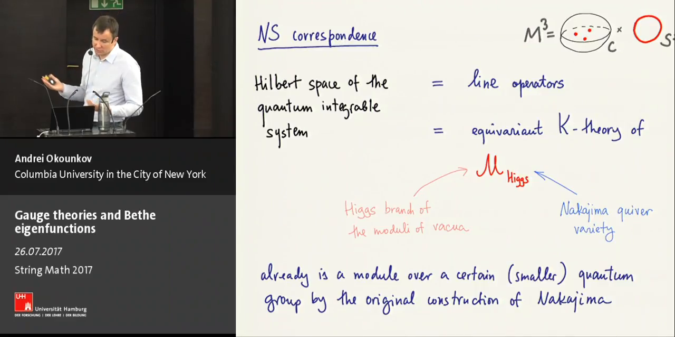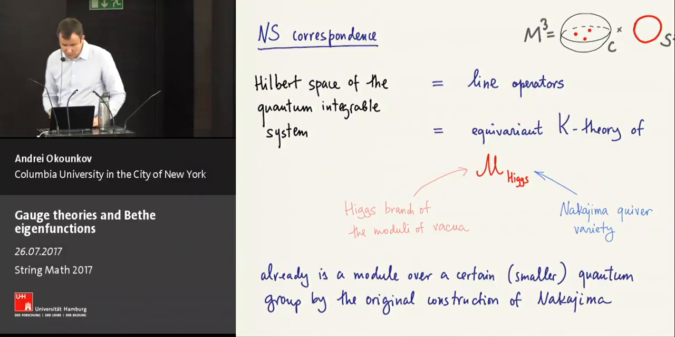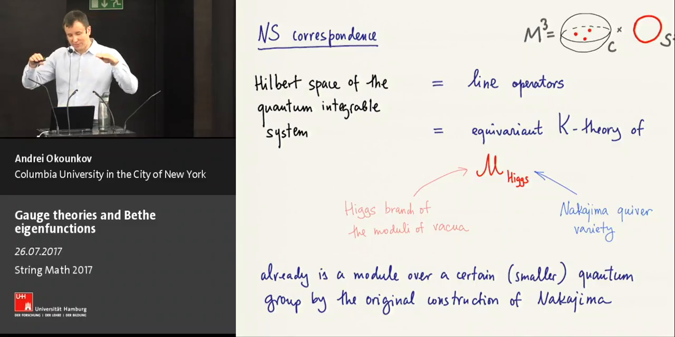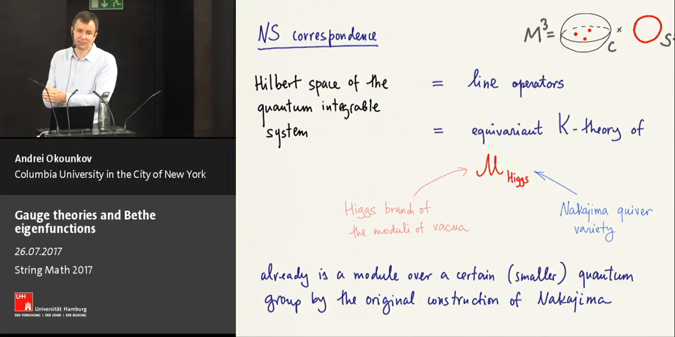So the Higgs branch of the moduli of vacua is just, you take the minimum of your potential and you mod it out by all... in the Higgs branch, all matter fields are constant and sit in the bottom of the well, and then you mod it out by the residual constant gauge transformations. And so here, this will amount to saying that I'll take the Nakajima quiver, right?